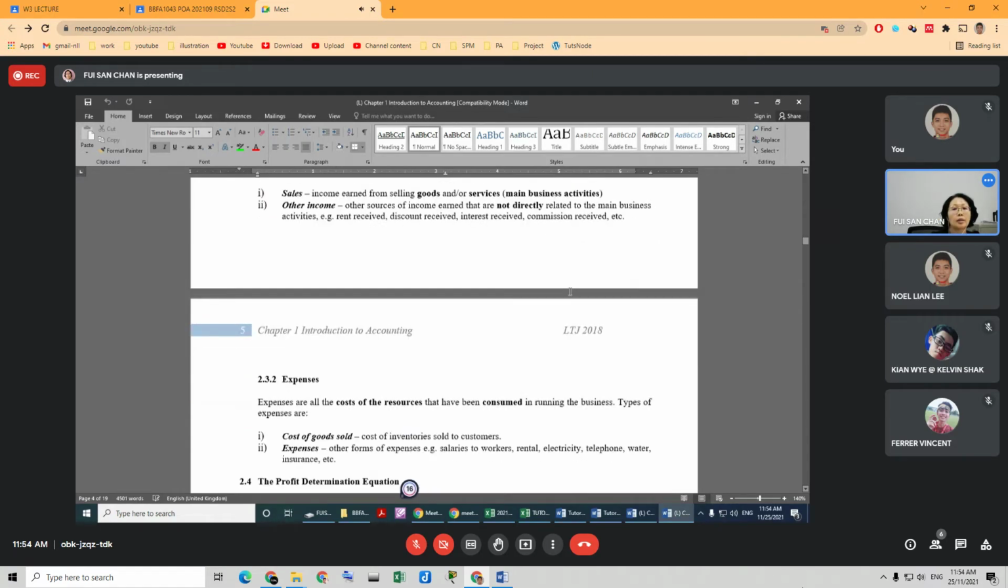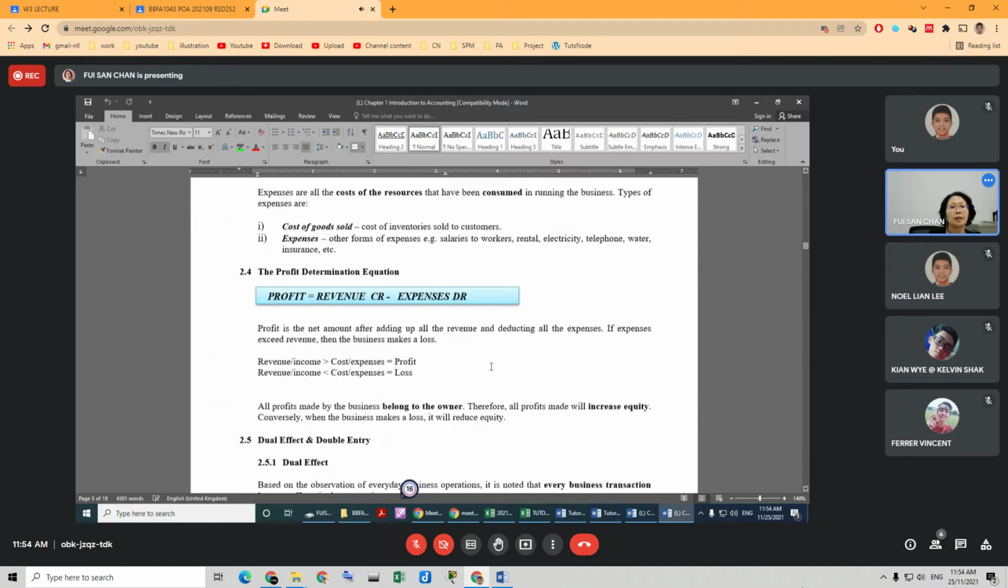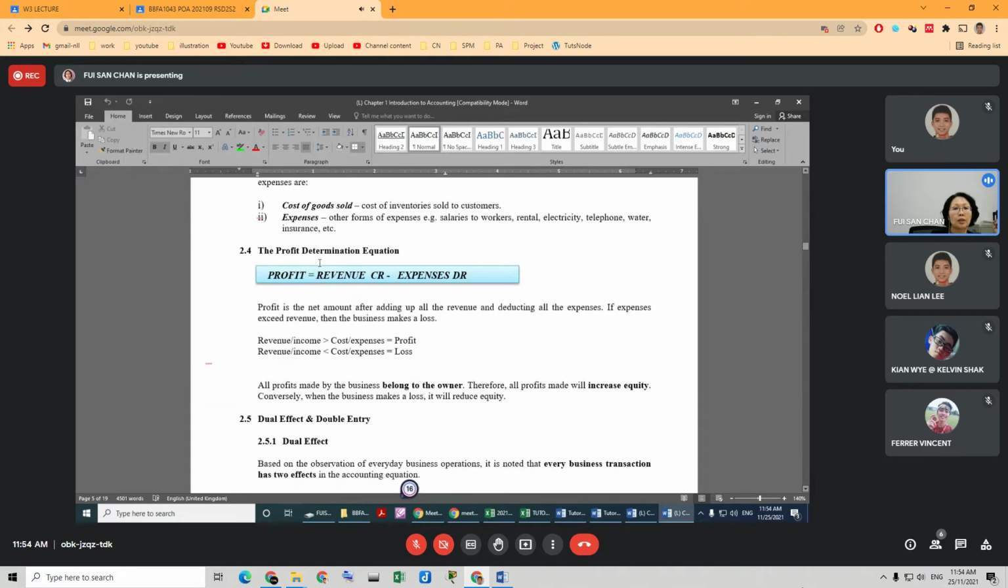Okay, expenses. Cost of goods sold is considered as expenses because you need to buy, then you can sell. So what we make is the difference. We normally say, buy low, sell high. That's how you make profit, right? This is a profit determination equation. From this equation you are able to find your profit. It's all your revenue minus your expenses. Revenue is on the credit side. Expenses is on the debit side.